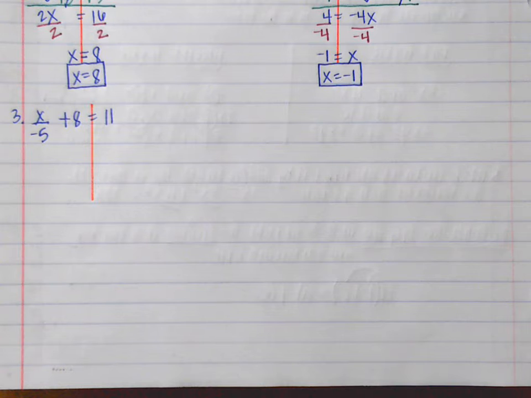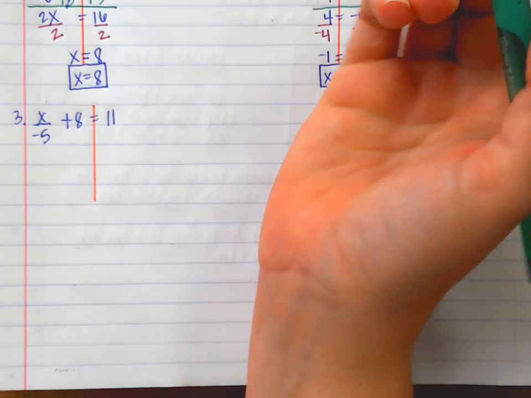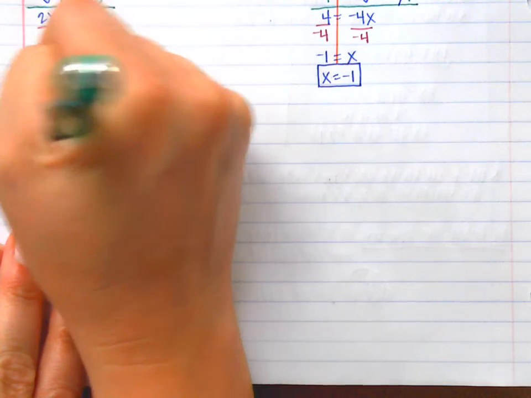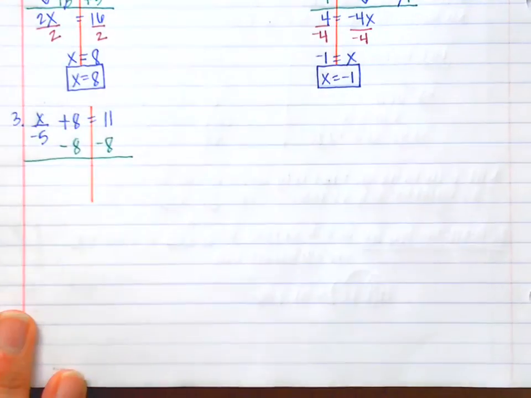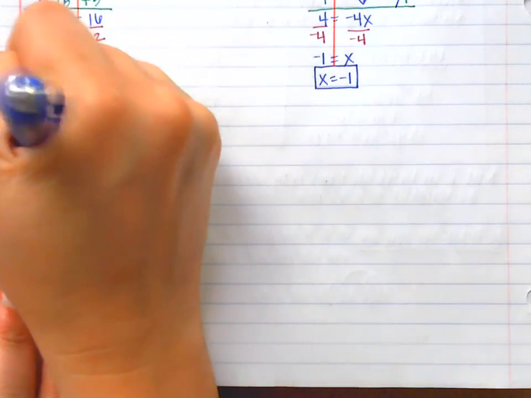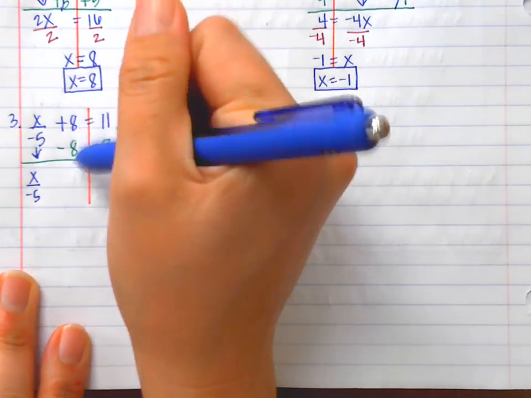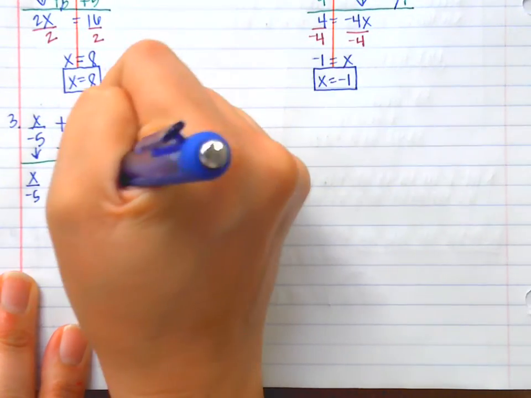And if you are thinking, I'm going to subtract 8 from both sides, you would be correct. We want to undo the addition or subtraction. So we have an adding 8, and the opposite of adding 8 is subtracting 8. So I bring this x over negative 5 down. 8 minus 8 is 0, and then 11 minus 8 is 3.